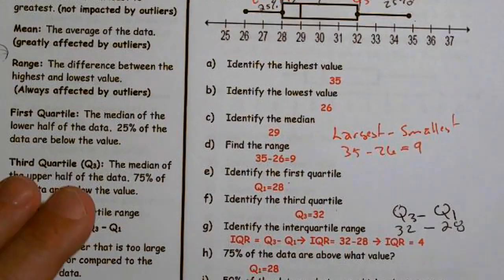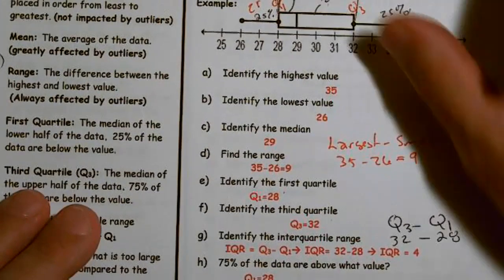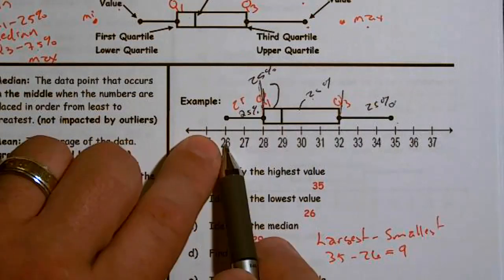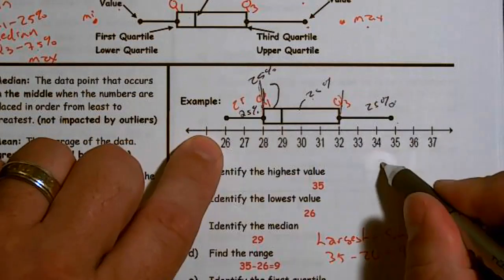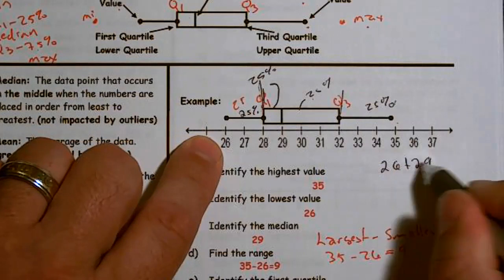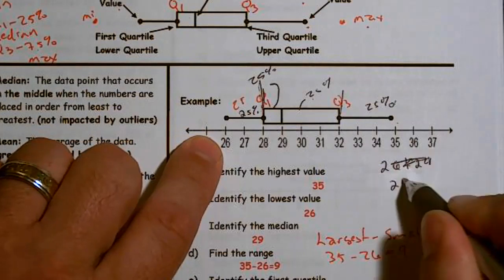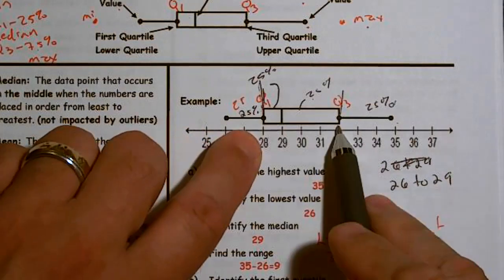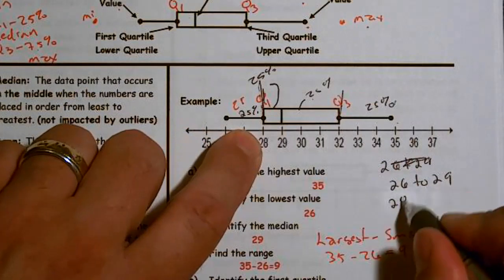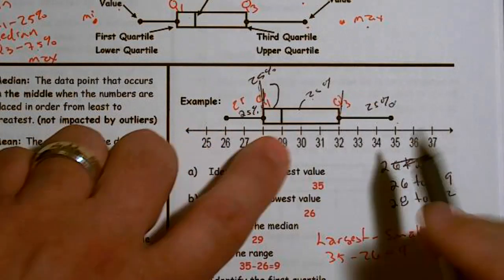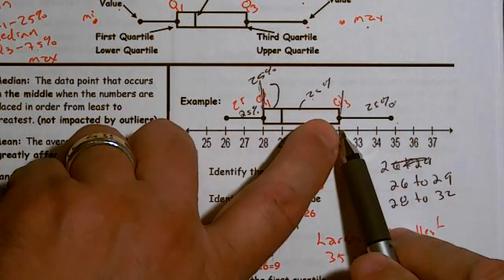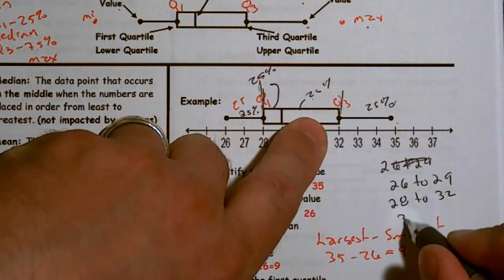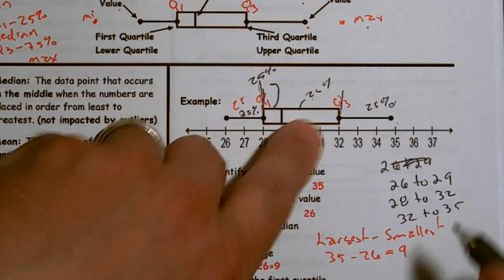All right. Then it asks us to list all combinations where 50% of the data lie. Well, the first 50% would be 26 to 29. That's the first 50%. The next 50% is right here, 28 to 32. That's the middle 50%. And remember, the middle 50% is called the IQR. The next 50% is 29 to 35, or the last 25% is 32 to 35.